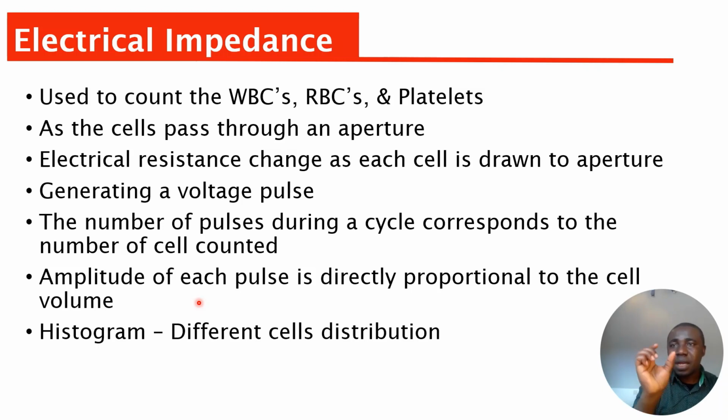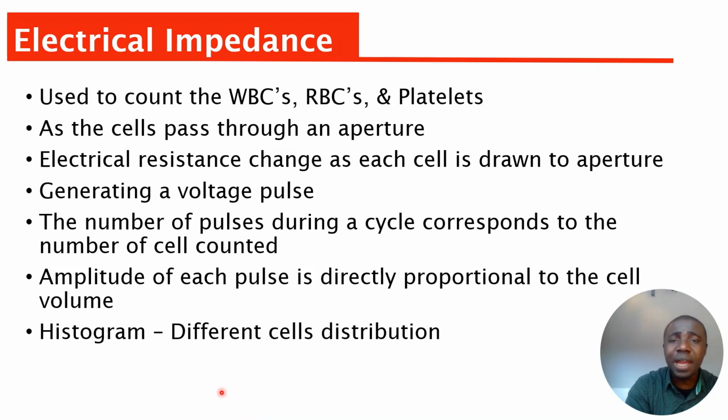So remember that the neutrophil will have a different kind of pulse, the monocyte will have a different kind of pulse, the eosinophil will have a different kind of pulse, and of course the white cells will have a different kind of pulse, and the red blood cell will have a different kind of pulse, and the platelet will have a different kind of pulse. So each of these cells forms a different pulse, and each particular pulse is then plotted as a histogram. The analyzer will then plot a histogram.